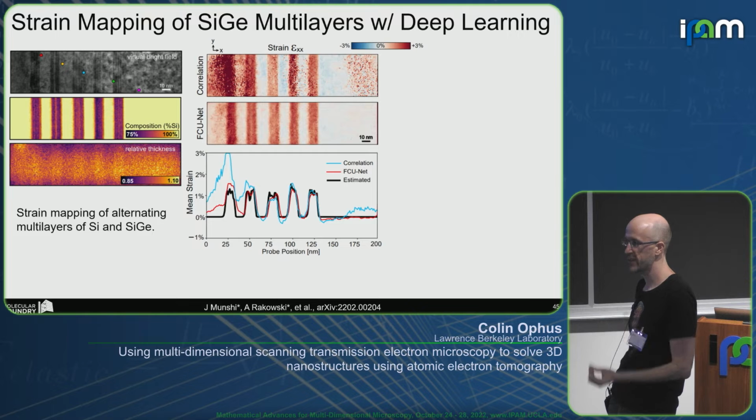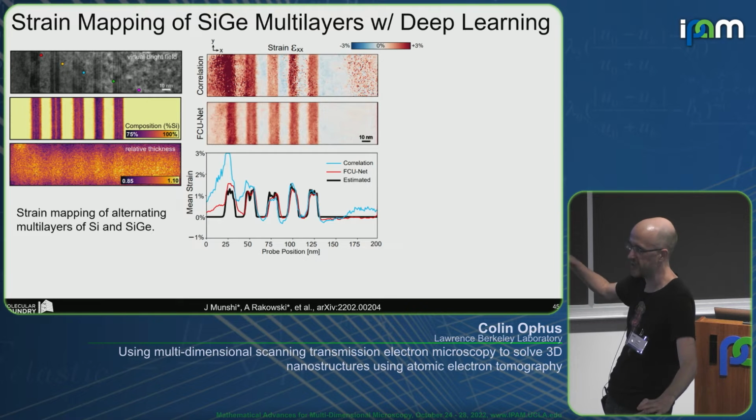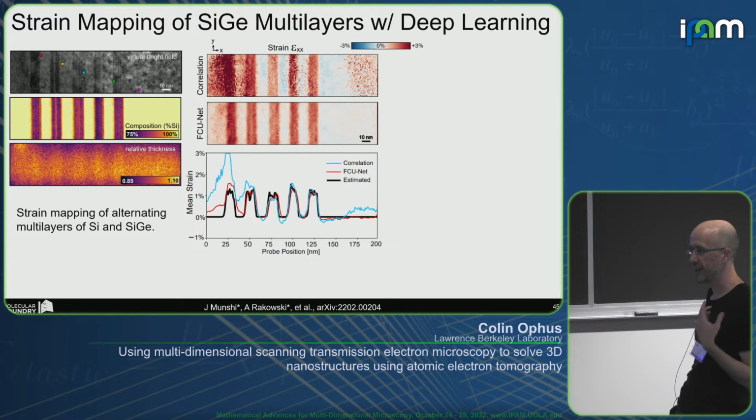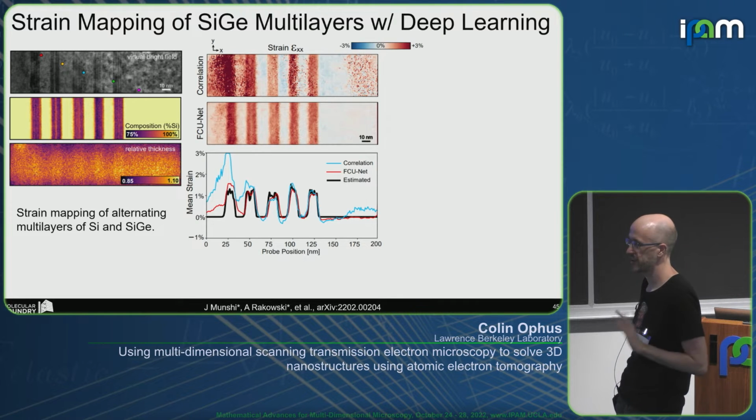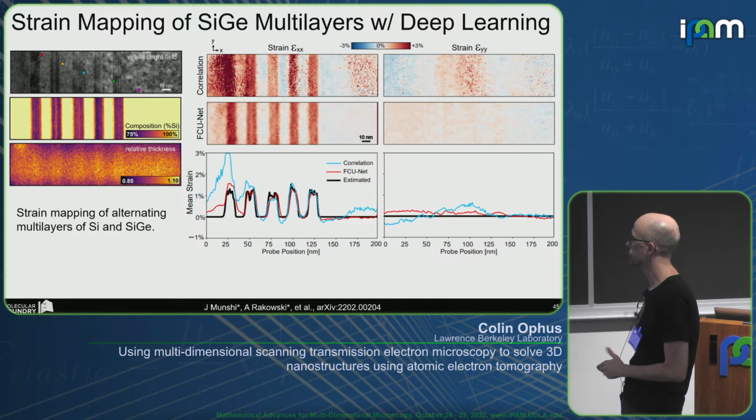And this is because the sample is pretty thick, it's bent a little bit, it's tilted as you move to the left-hand side of the field of view, and the measurement of strain just goes completely off the rails. But the deep learning is much more resilient. And in the perpendicular direction, the strain should be 0 everywhere. And again, the deep learning result is much more realistic.